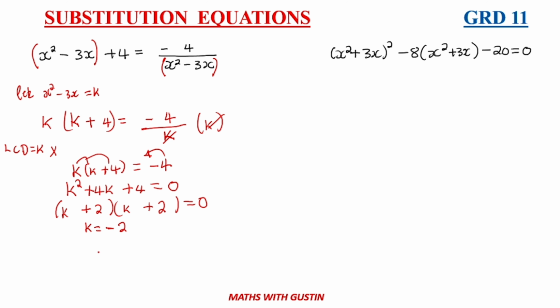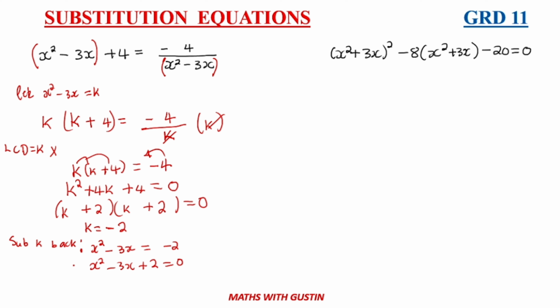Once we are done with this, we need to substitute k back into the equation. We did say x squared minus 3x is equal to k, so in this case x squared minus 3x will be equal to negative 2, because we just found out that k is equal to negative 2. So now x squared minus 3x, then we take the 2 to the left hand side, is going to be plus 2 is equal to 0.